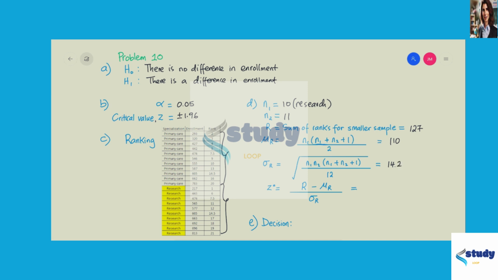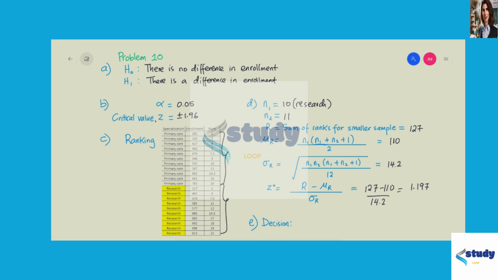Lastly, we get the calculated value of z by substituting and solving the expression. So in this case, it's going to be 127 minus 110 divided by 14.2. And when you solve, you obtain the z value of 1.197.